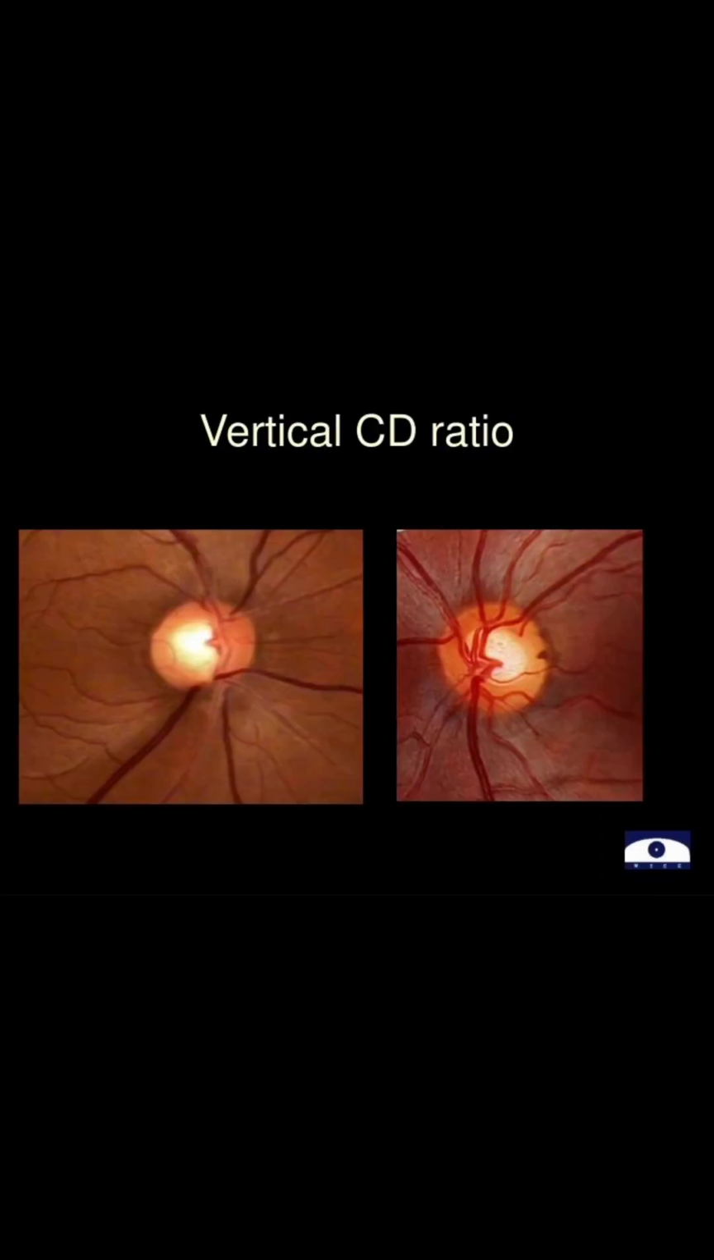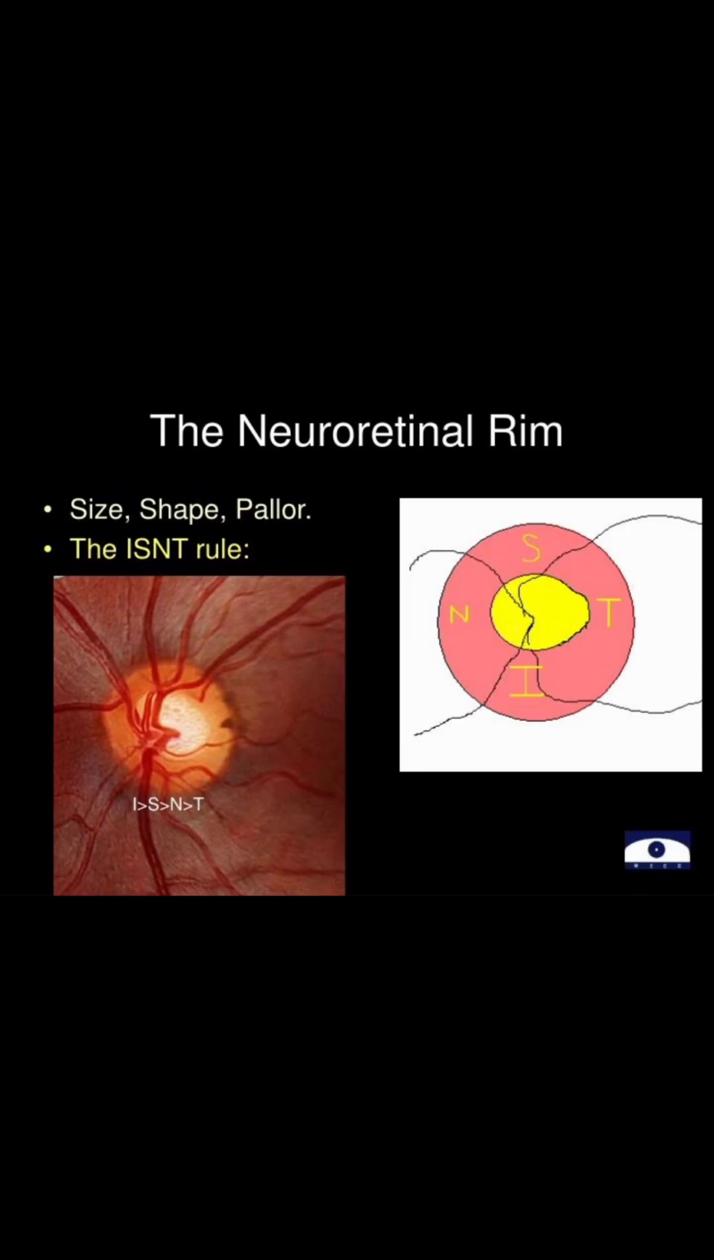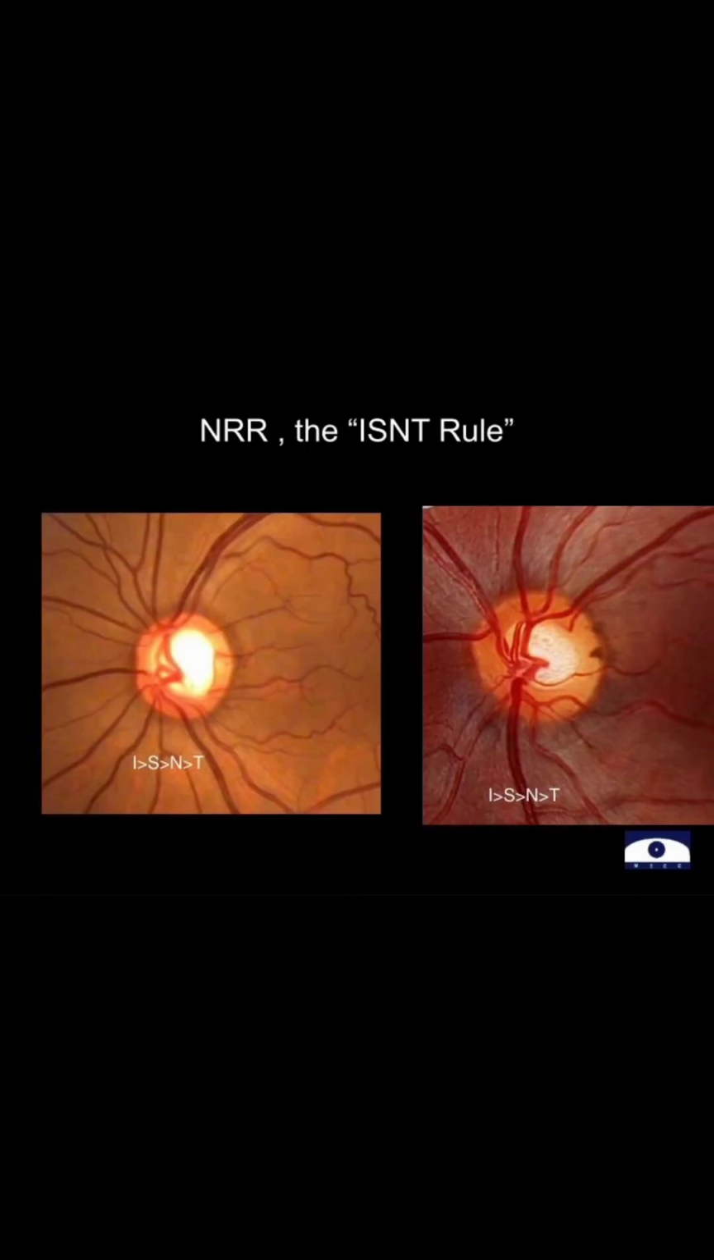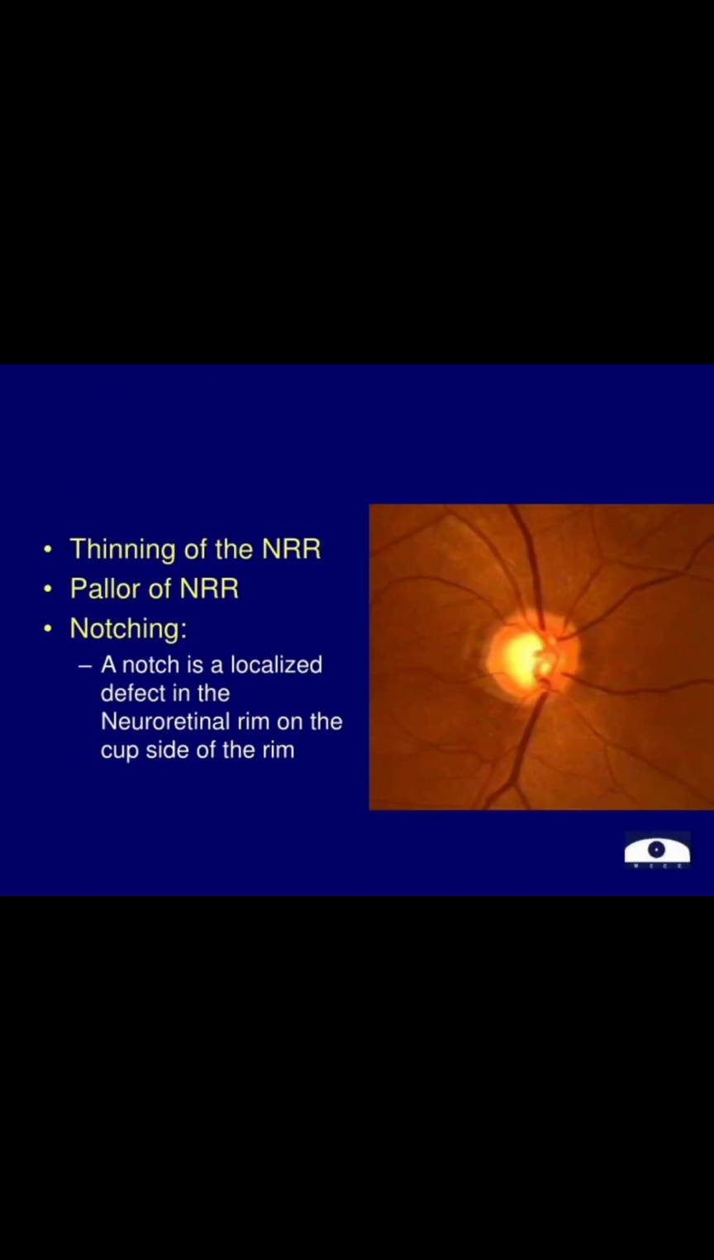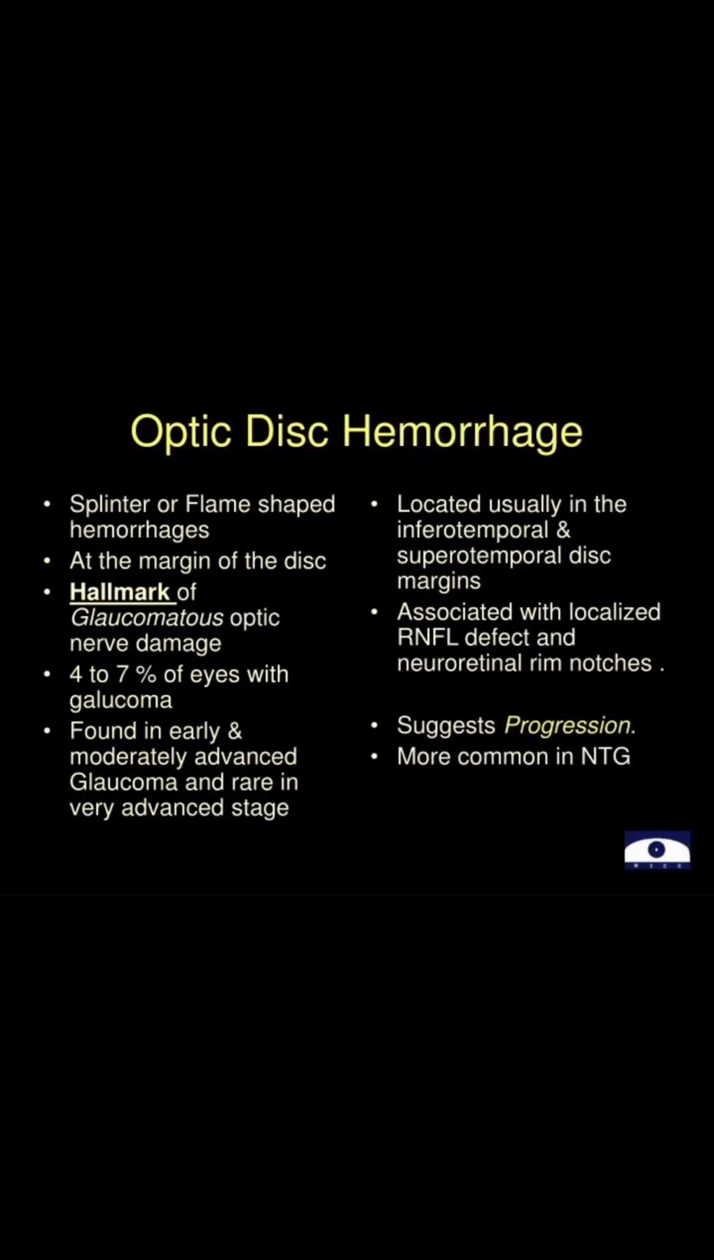Next is the neuroretinal rim: size, shape, pallor and ISNT rule. The inferior is thickest, followed by superior, followed by nasal, followed by temporal. Glaucomatous rim loss usually sequences inferotemporal, superotemporal, horizontal temporal and inferonasal. Thinning of NRR, pallor of NRR and notching.